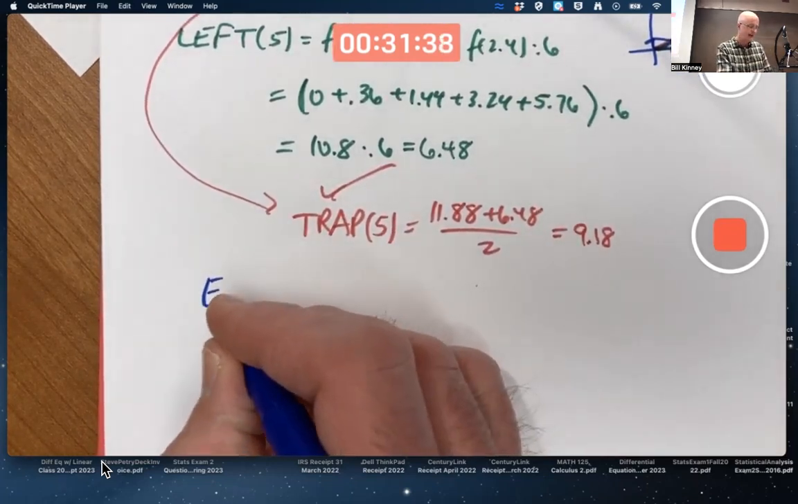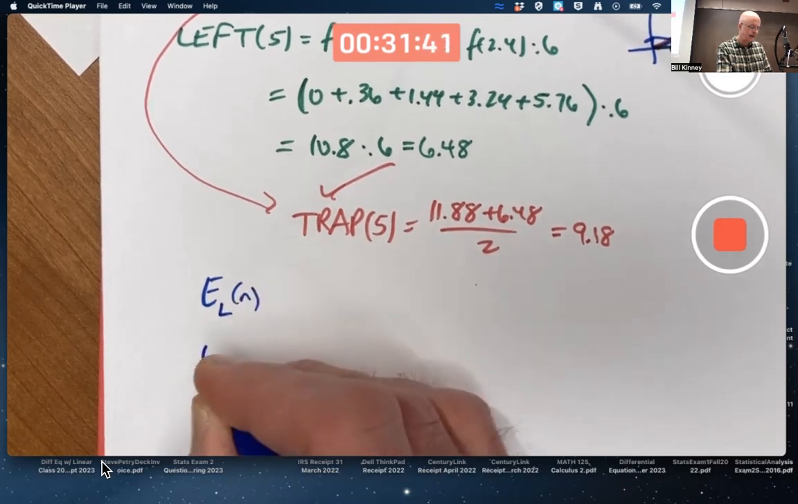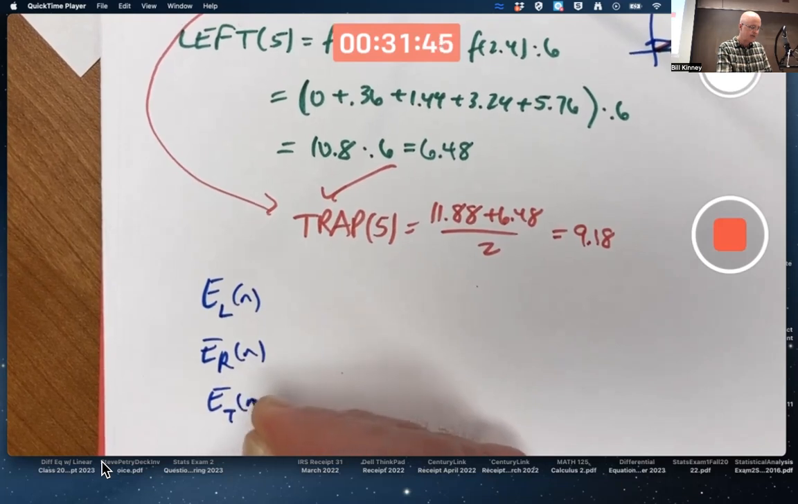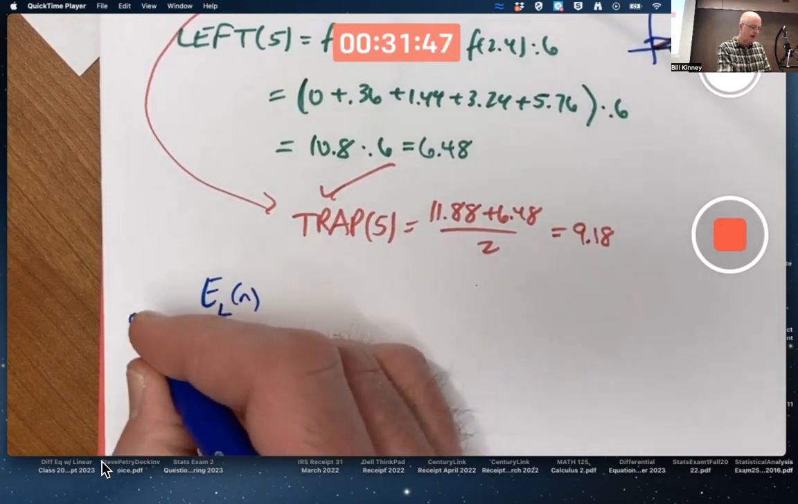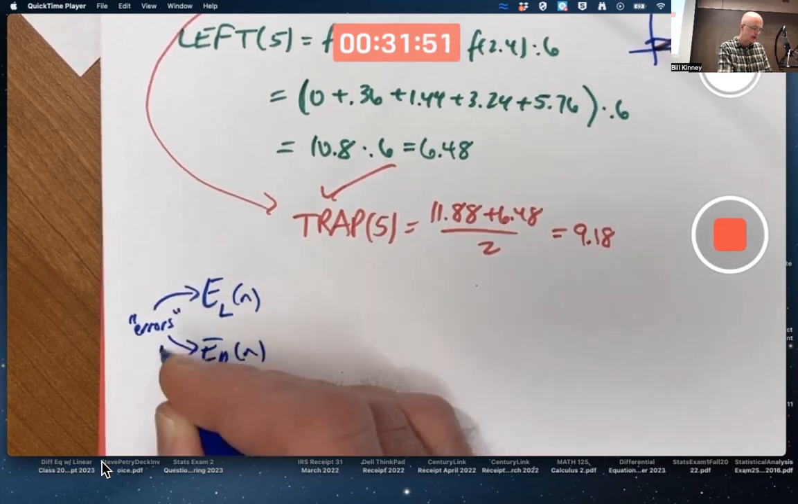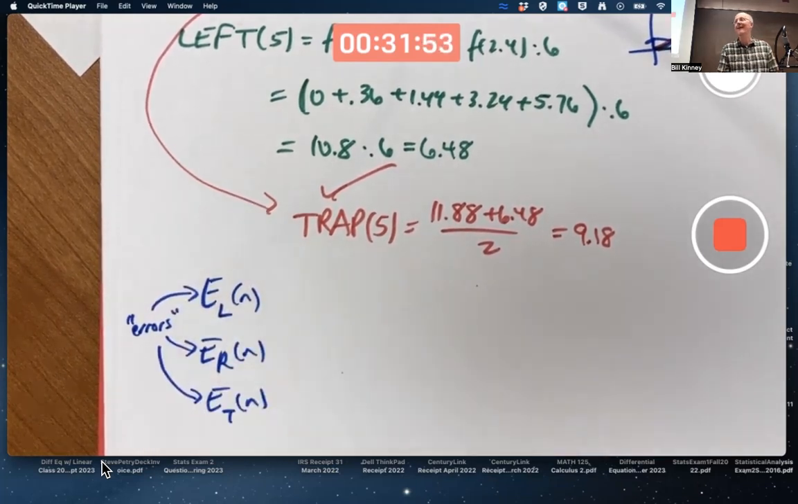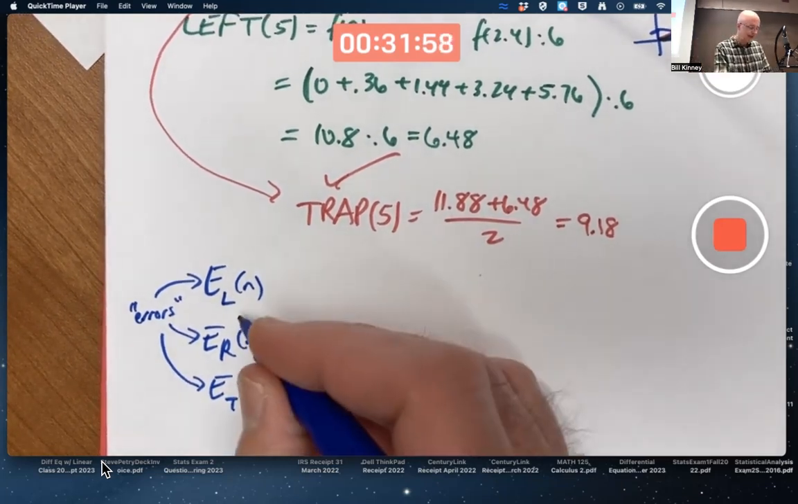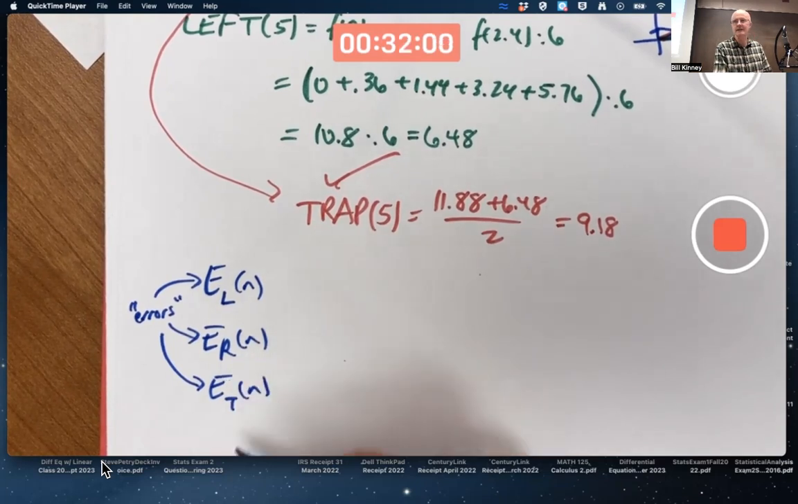We can write down, say, E sub L of n, E sub R of n, and E sub T of n. The E's stand for errors. Notice they're capital E's, they're not the number e. Although in Mathematica, the number E is a capital E. The L stands for left, the R stands for right, and the T stands for trapezoid.